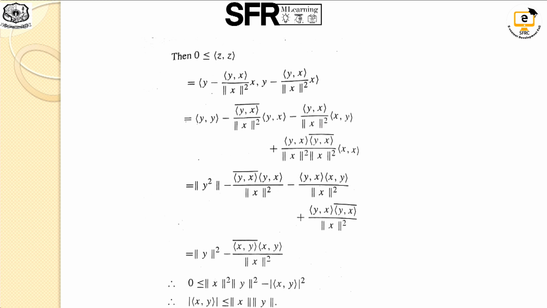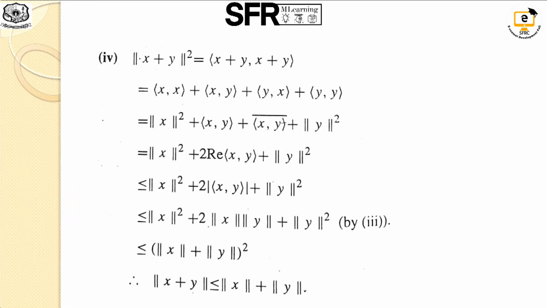So by using the definition we write the inner product between z and z, and after some calculation, finally we get 0 less than or equal to norm x square norm y square minus modulus inner product of x comma y the whole square. To prove this we are using some complex number properties. So finally we get modulus inner product of x comma y less than or equal to norm x norm y.